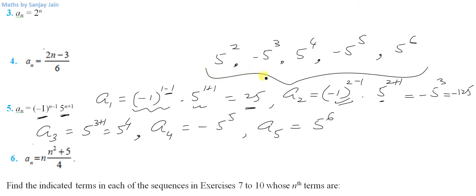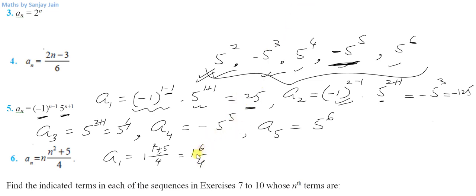Okay, so I am leaving it here because I want you to calculate these and write these yourself. I want you to calculate 5 raised to power 5 and write it here with a negative sign. Similarly, the rest of the terms. Let us look at the next part, or the sixth question here. A1 will be equal to 1 into 1 squared plus 5 by 4. So it will be equal to 6 by 4 here. So it will be equal to 1 is to 6 by 4.